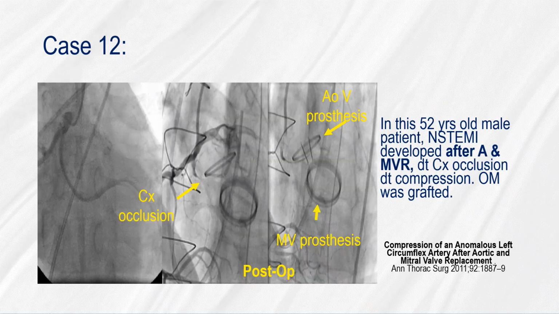The incidence of occlusion is very high when there is double valve replacement. Both aortic and mitral valve prostheses compress the anomalous CX. In this case, OM was grafted.